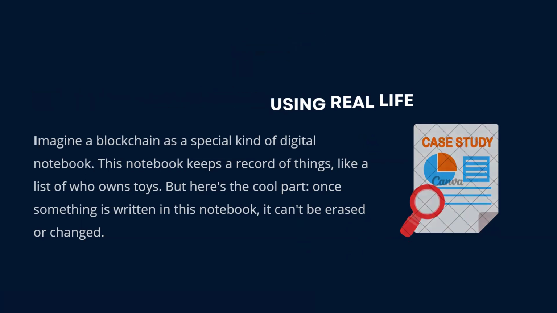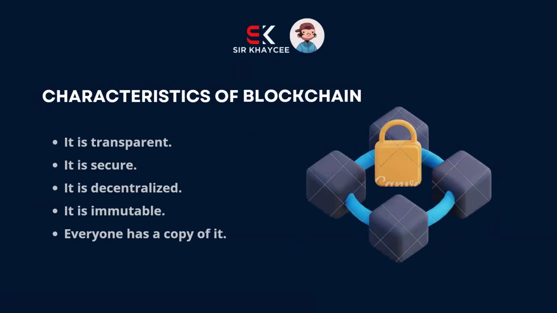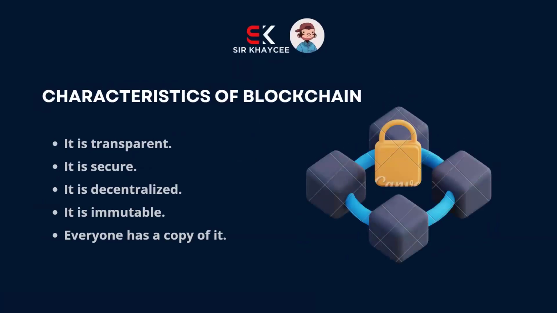So let's move forward. Characteristics of blockchain. Number one, it is transparent. I've explained it. Blockchain is transparent with the aid of DLT. I'm supposed to probably give you this as an assignment. What makes it transparent, right? With the aid of DLT and the rest.